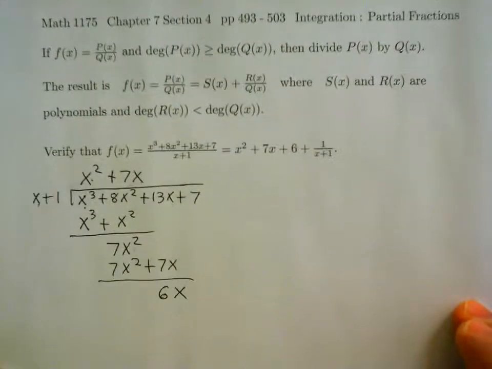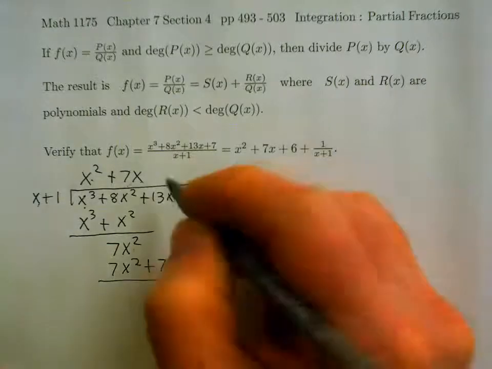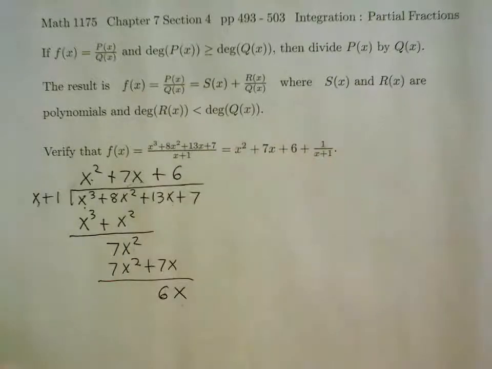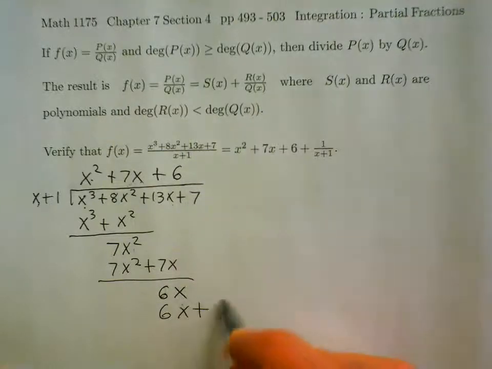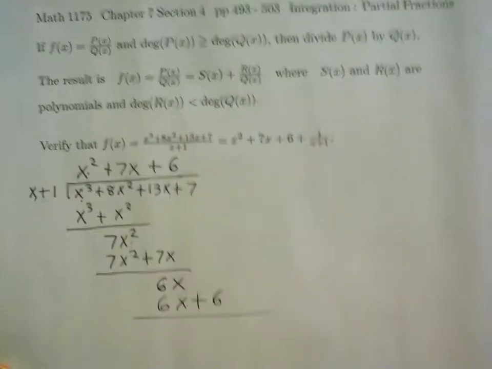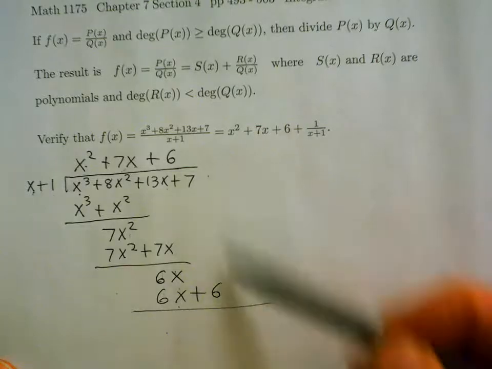And we have one more cycle left. X goes into 6x 6 times. So we put plus 6 in the quotient. And 6 times the divisor. 6 times x plus 1 is 6x plus 6. And then subtract again. 6x minus 6x is 0. 7 minus 6 is 1.